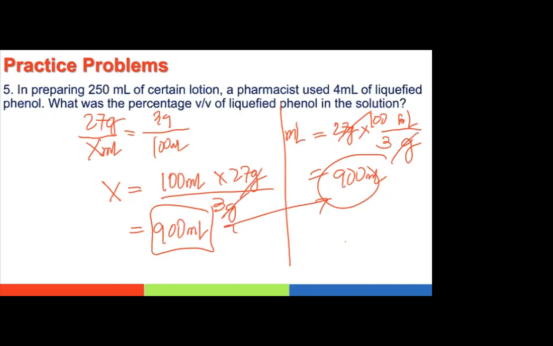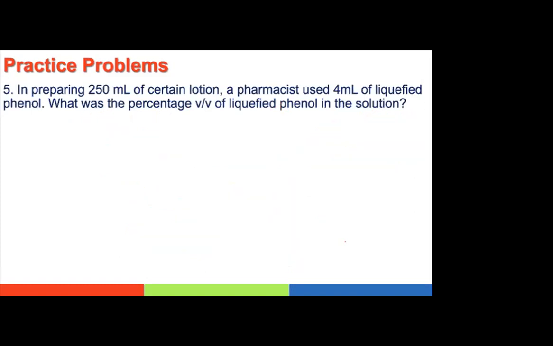Okay, next, number 5. In preparing 250 ml of lotion, a pharmacist used 4 ml liquefied phenol. What was the percent in volume by volume of liquefied phenol in the solution? So, percent volume by volume is what we are looking for. And then what is your API here?